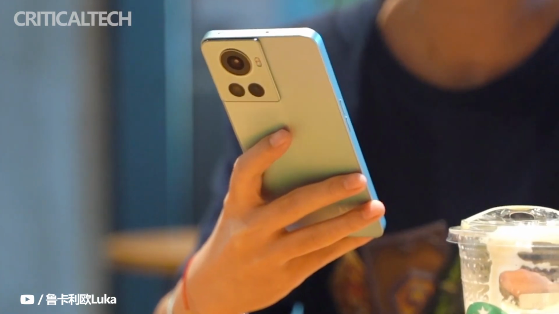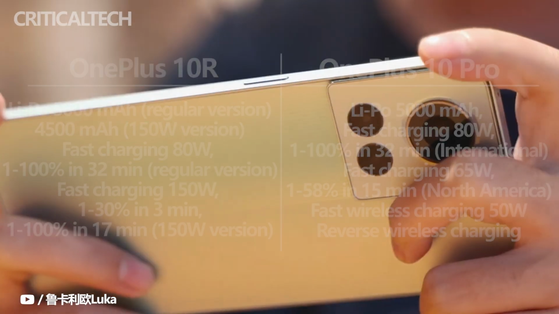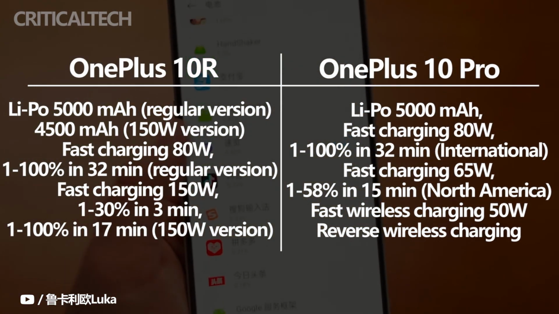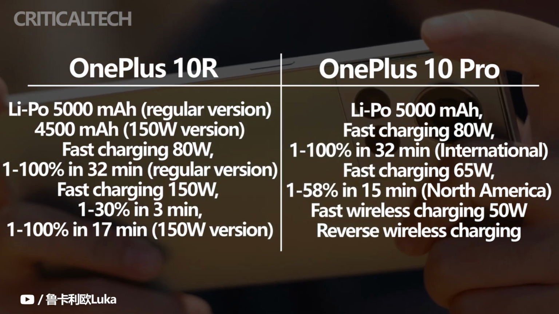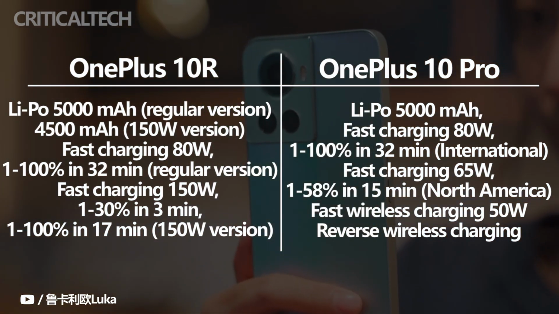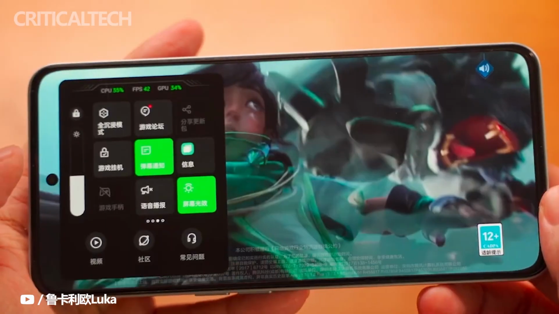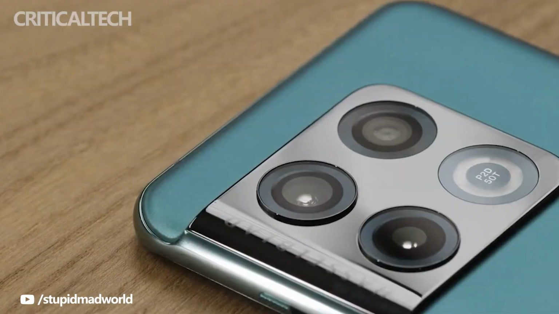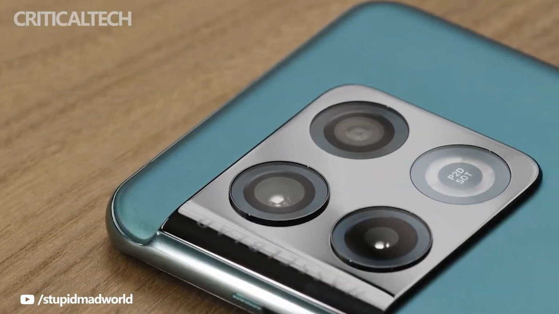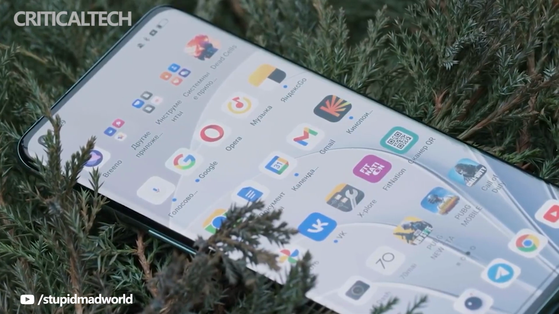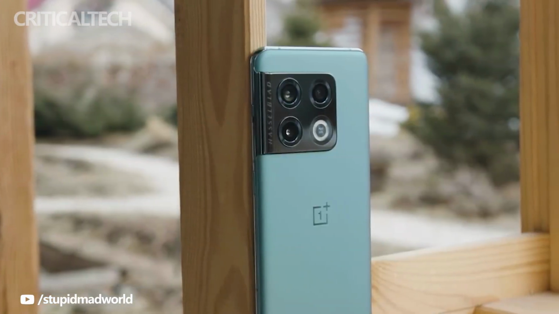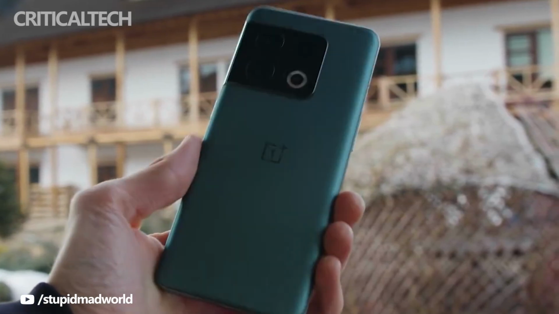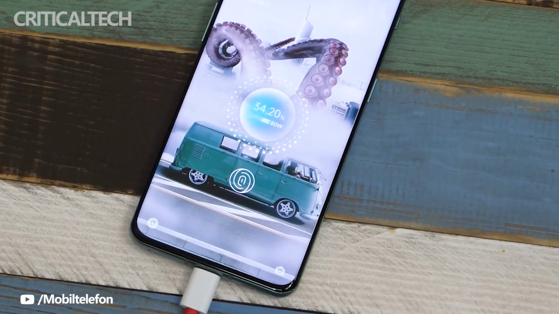OnePlus offers two versions of the OnePlus 10R, a 5000 mAh model that supports 80-watt fast charging, and a 4500 mAh model that supports 150-watt fast charging. The former ships with an 80-watt charger in the box, while the latter ships with a 150-watt charger. The OnePlus 10 Pro also has two versions. The global variant with a 5000 mAh battery capacity that supports up to 80-watt fast charging, and a US edition that supports 65-watt fast charging. It also has support for 50-watt fast wireless charging and reverse wireless charging.